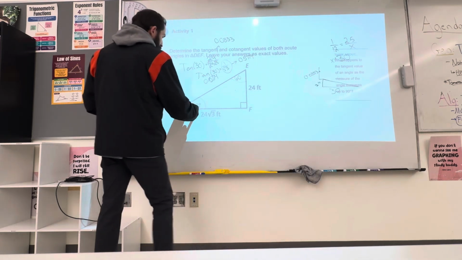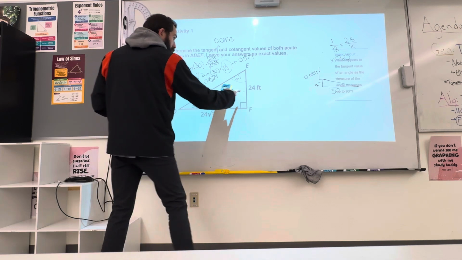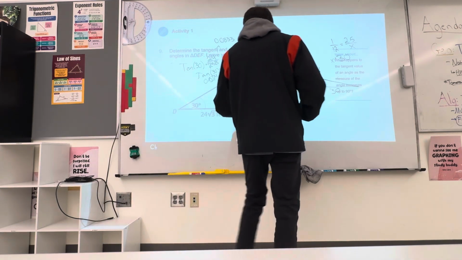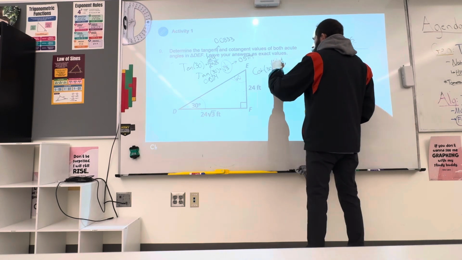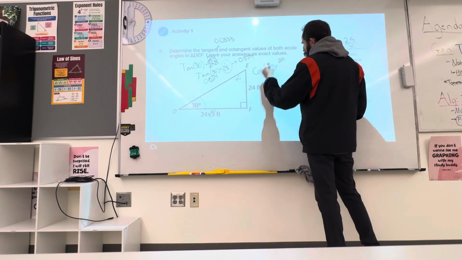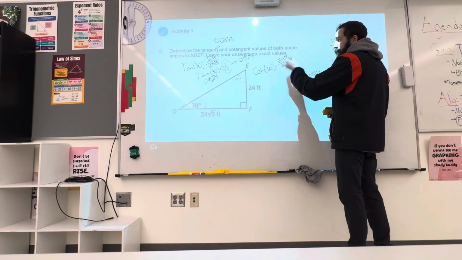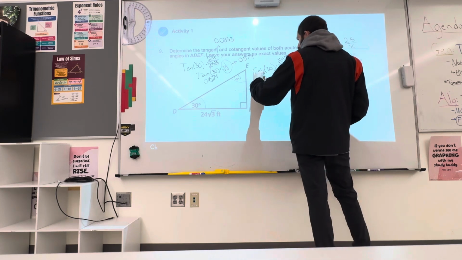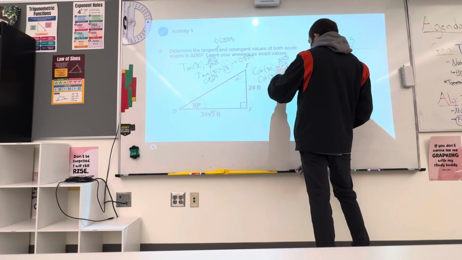Let's do the cotangent, I'm sorry, not the inverse tangent. Let's do the adjacent over the opposite. The cotangent of 30 is the adjacent, which is 24 square root of 3 over 24. Same concept, where these cancel into 1, making the cotangent of 30 equal the square root of 3.